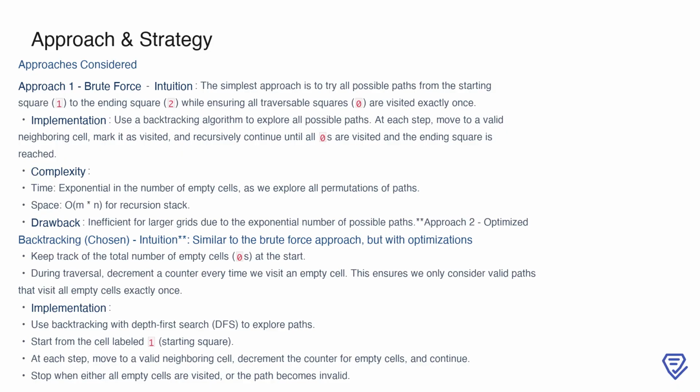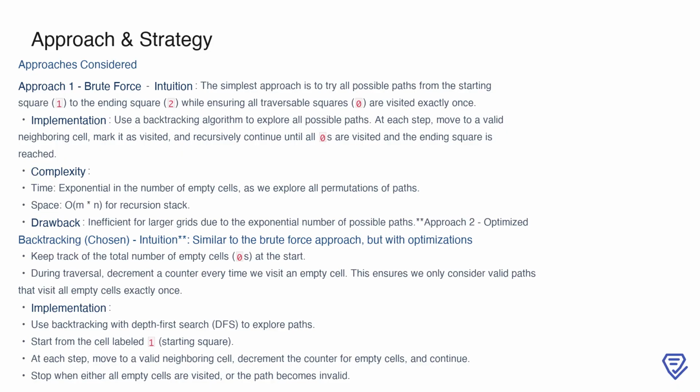As a result, this method is inefficient for larger grids. Instead, we chose an optimized backtracking approach. The key optimization here is to track the total number of empty cells at the start and decrement a counter each time we visit one. This ensures that we only pursue valid paths that meet the problem's requirements.